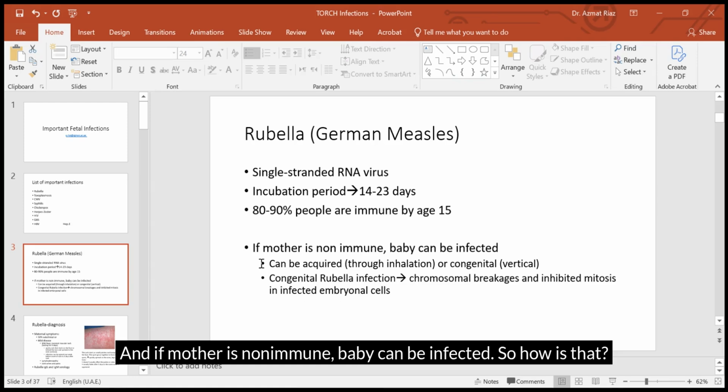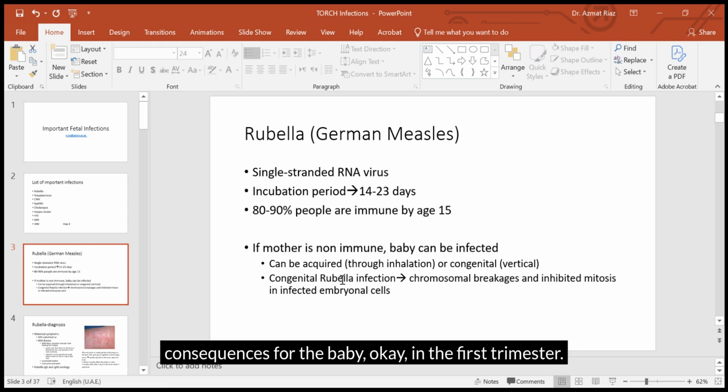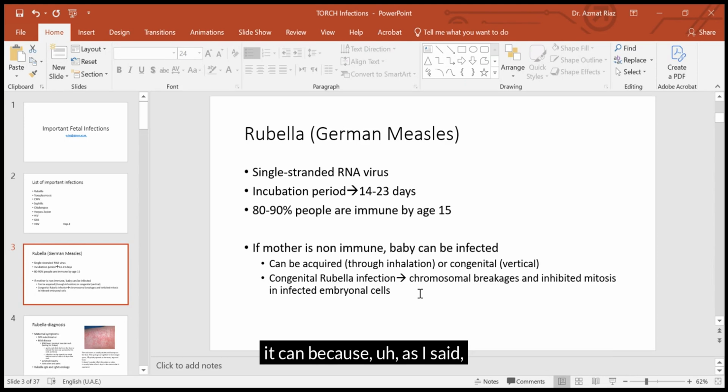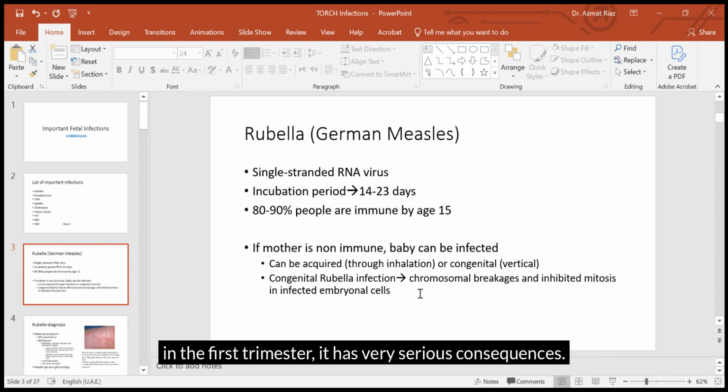Okay, and if the mother is non-immune, the baby can be infected. So how is that? If a mother was not infected before pregnancy and during pregnancy, especially in the early first trimester, she gets rubella, then the baby can be infected and it has disastrous consequences for the baby. It can be acquired through inhalation, or vertically from the mother to the baby through the placenta. So it's called vertical transmission. So congenital rubella infection, as I said, in the first trimester has very serious consequences.